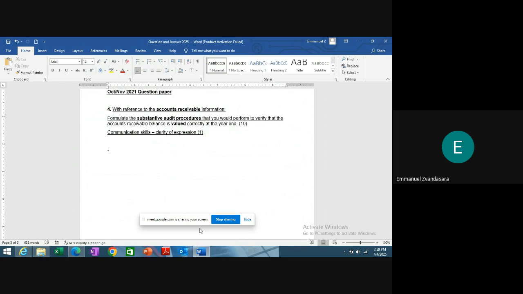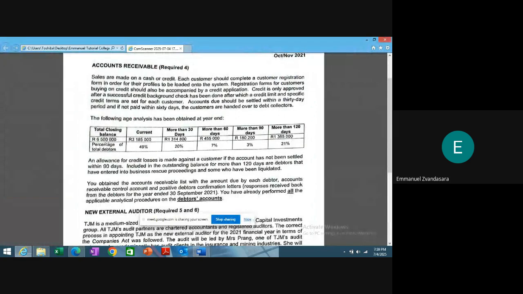Because when we are dealing with the debtors, firstly, we are going to deal with the gross amount of debtors. Then after that, we are going to deal with the allowance for bad debts, or allowance for doubtful debts. So we are going to deal with two sections: the allowance for doubtful debts or bad debts, and the gross amount. This is the gross amount, the total closing balance, 6,500,000. This is our gross amount of the debtors.